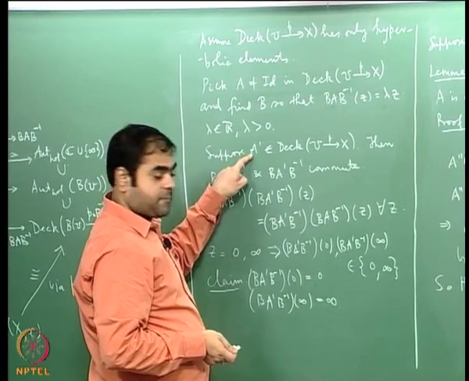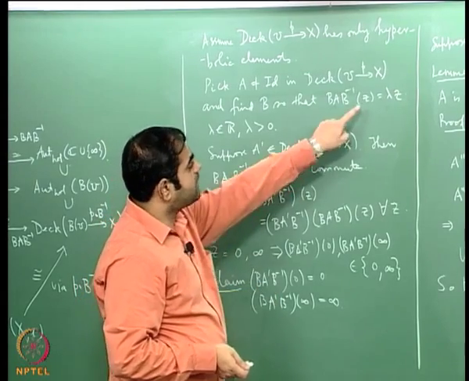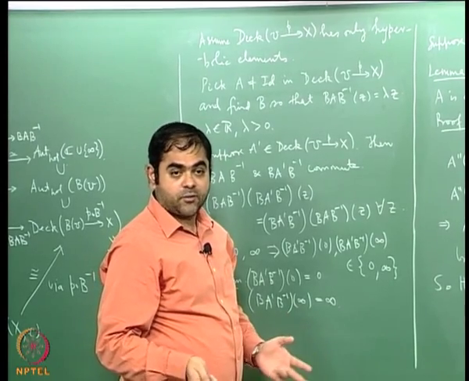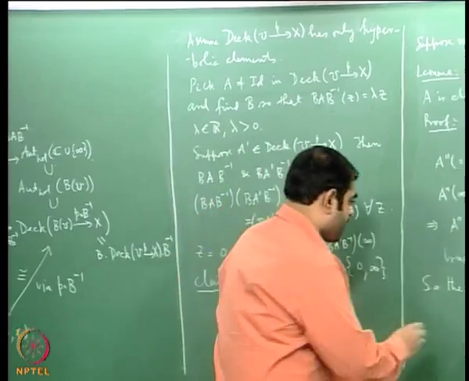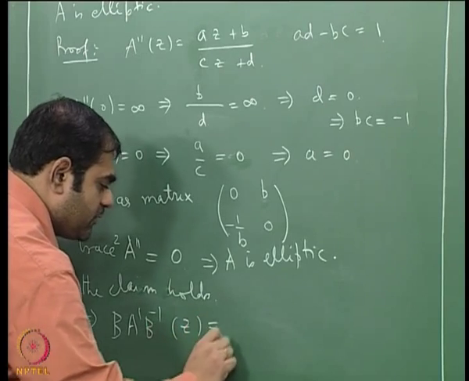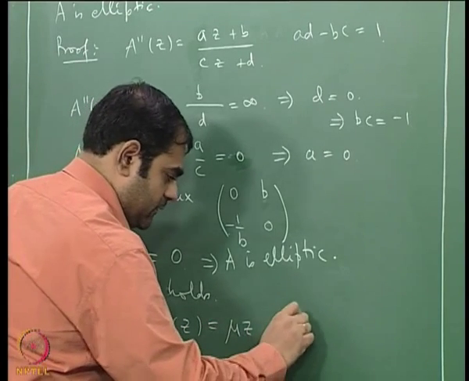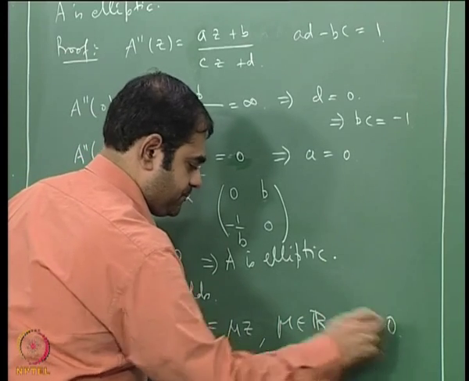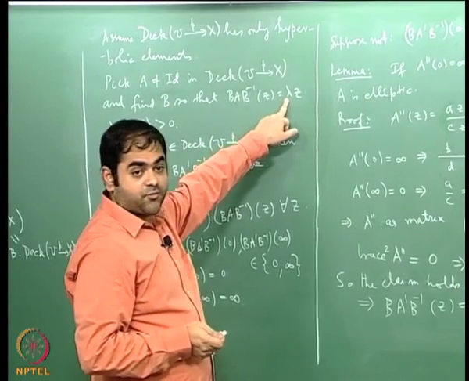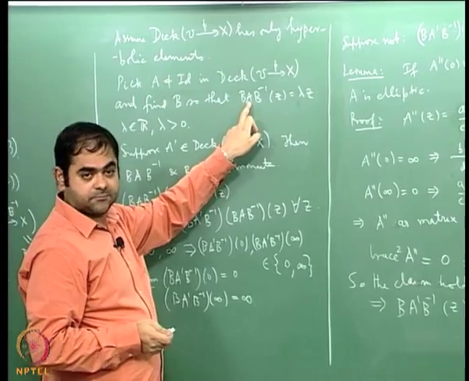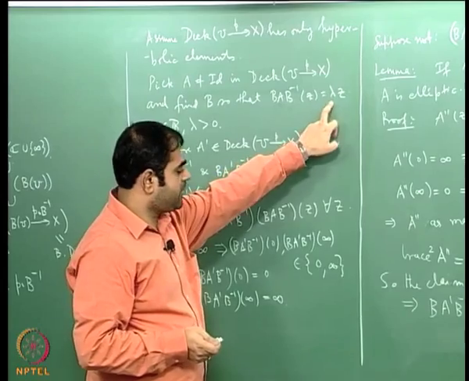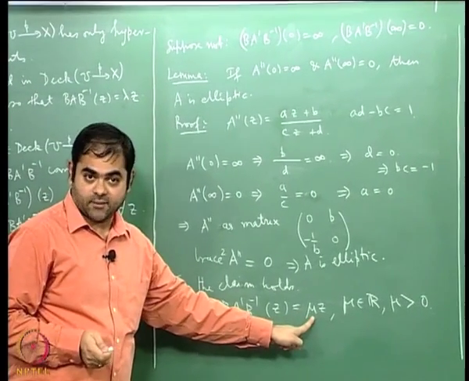So the moral of the story is that this claim holds, and therefore if you take any other deck transformation A prime, then B A prime B inverse is also of the form z going to some mu of z, alright, and it's hyperbolic, so that mu is real and mu is positive, okay. So B A prime B inverse of z is equal to some mu z, mu real, mu positive. And of course please remember that in all these cases lambda is not 1 unless A is the identity. So if I have taken A not equal to identity, then this lambda cannot be 1, and if A prime is not identity, then mu cannot be 1, alright.